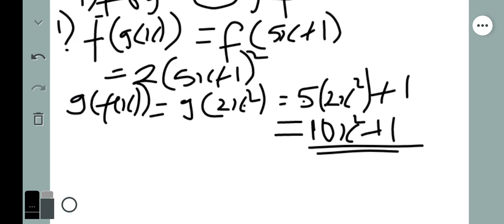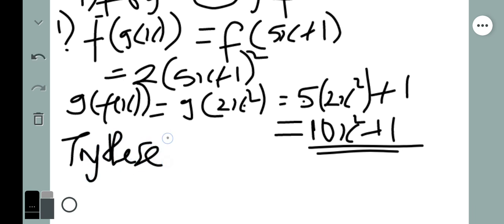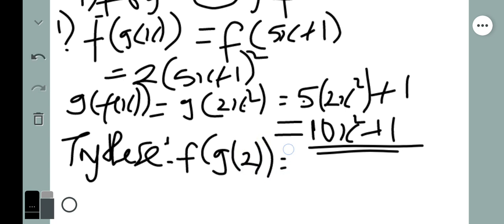Also you can try this, and let me know your answer in the comment section. What if you have f of g of 2, from the same values of f of x and g of x? Try this and let me know your solution in the comment section below.